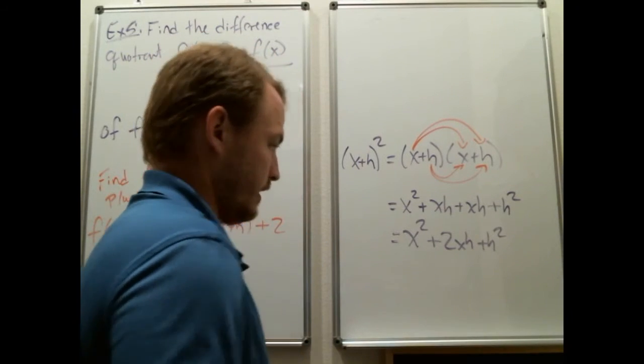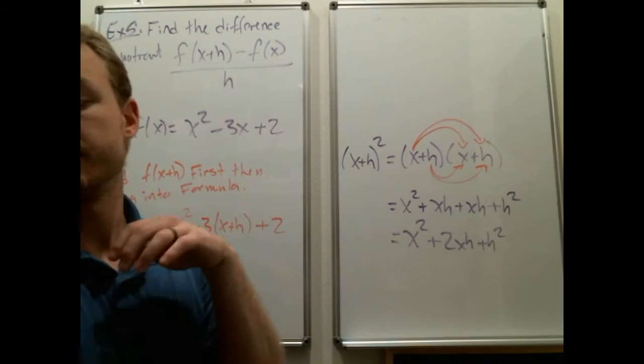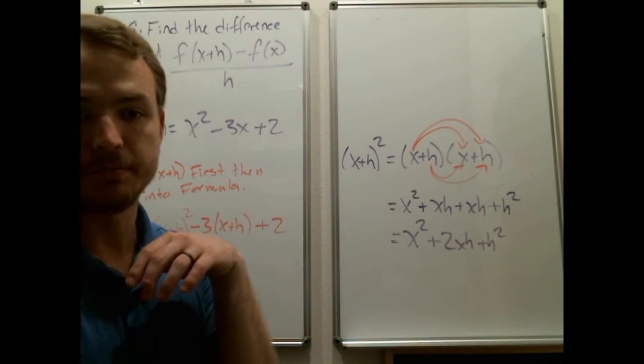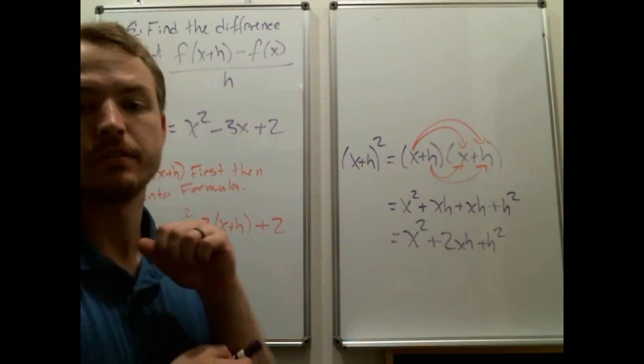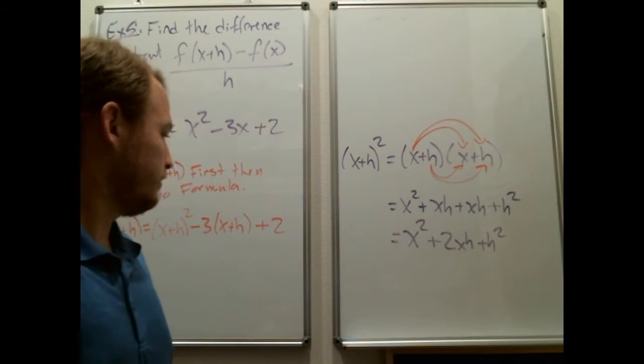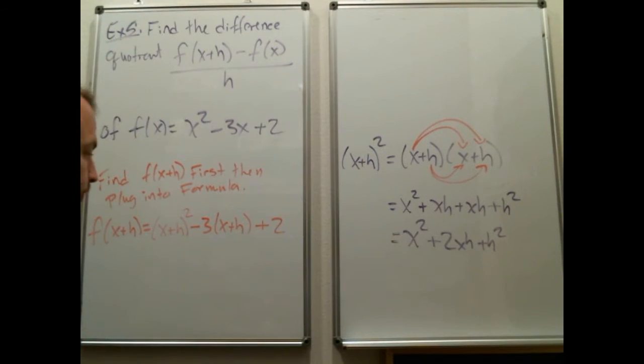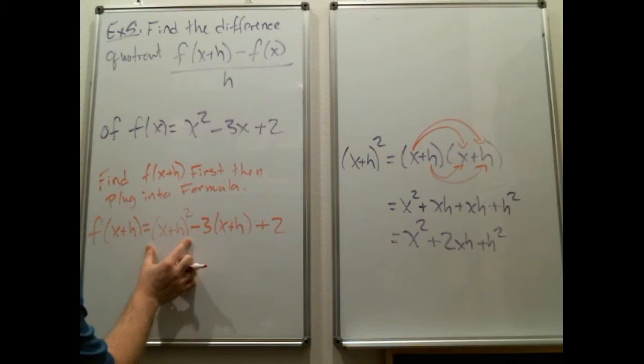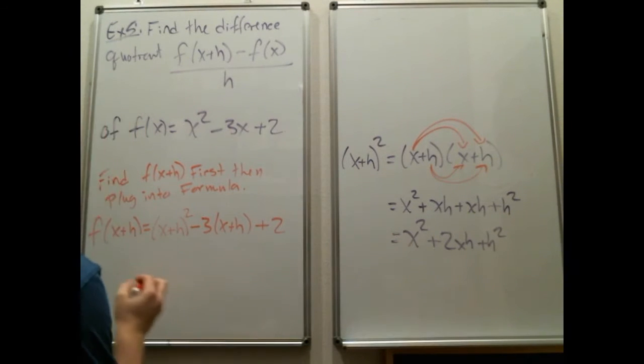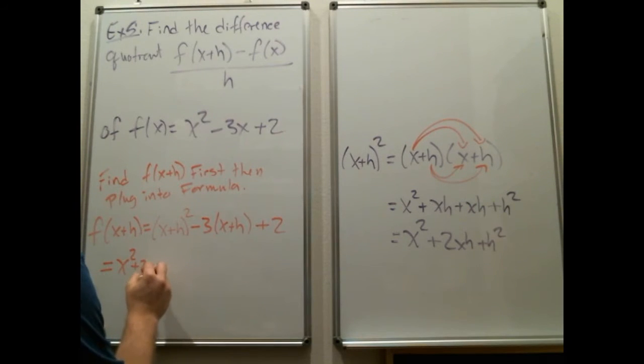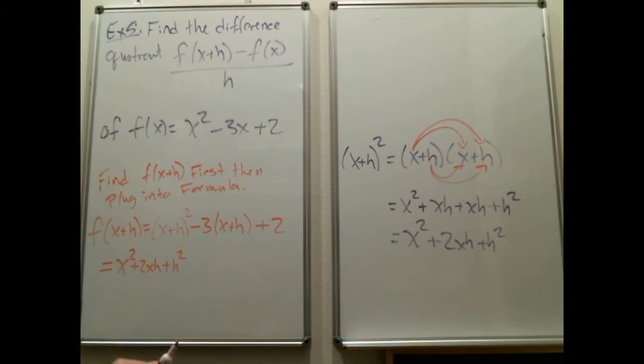Alright. Again, you can write this on a little flashcard or whatever so you can help yourself with it. Alright. So this x plus h squared portion becomes this thing. So x squared plus 2xh plus h squared. So this became this.